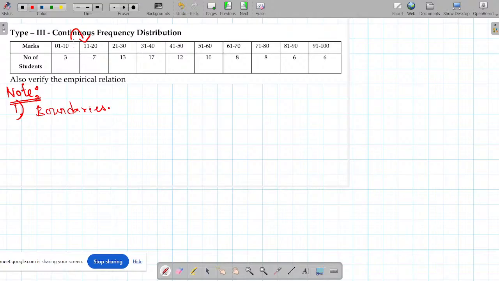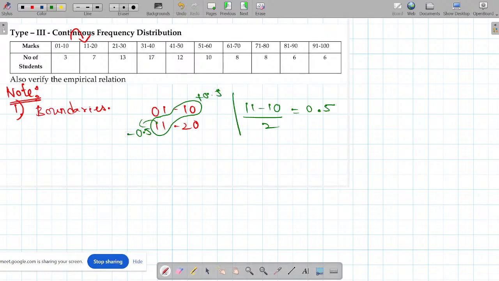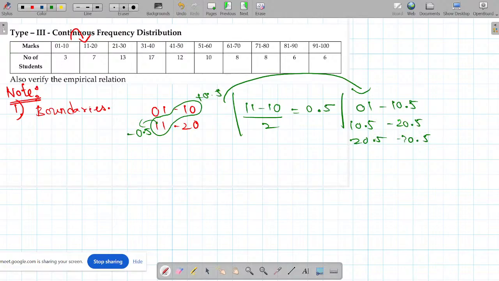So I have to make these class boundaries. How do you do it? My first one is this way, right? What's the difference between the values? 1, which is 11 minus 10. I have to share this 1 between the two intervals, so divide by 2. How much is the value? 0.5. To this, I add 0.5. From this, I subtract 0.5. So now my class intervals will be 0.5 to 10.5, 10.5 to 20.5, 20.5 to 30.5. Is it so? Am I right?